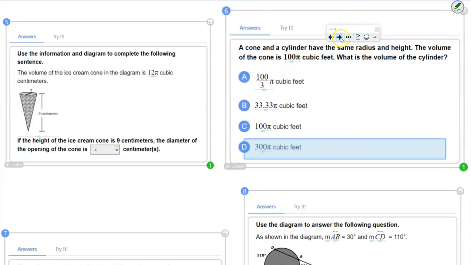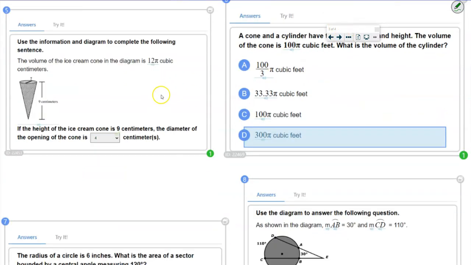All right. So this next one says, use the information and diagram to complete the following sentence. The volume of the ice cream cone in the diagram is 12 pi cubic centimeters. If the height of the ice cream cone is 9 centimeters, the diameter of the opening of the cone is 4 centimeters. Okay, so let's, volume of a cone is pi r squared times h divided by 3.